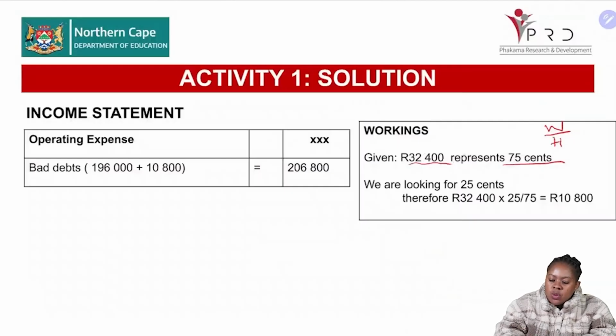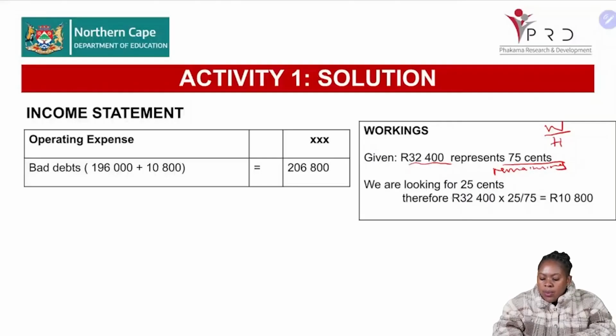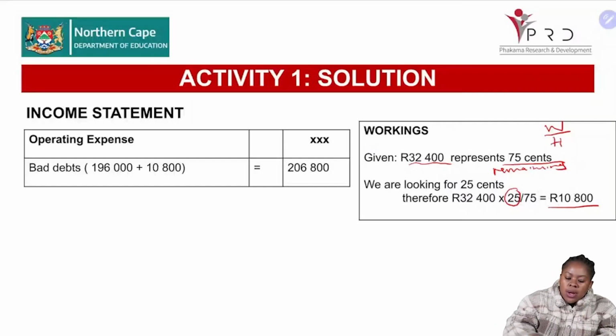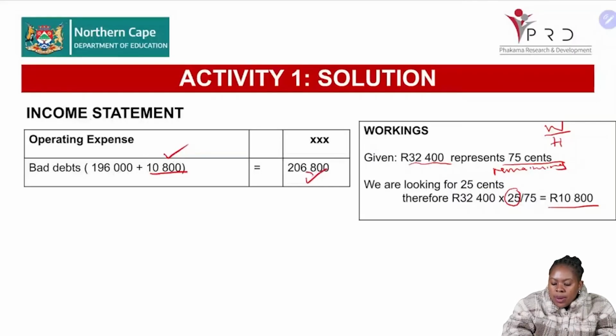So we need to write off the outstanding amount, okay? Because we received the 32,400. Then we will say 32,400 multiplied by what we want. We want the 25 divided by what we have, which is the 75. So then it will give us 10,800. What are we doing with this 10,800? We are saying that in our income statement, we will add the 10,800, no problem. And then we add the trial balance amount with the 10,800 and it will give us our 206,800.